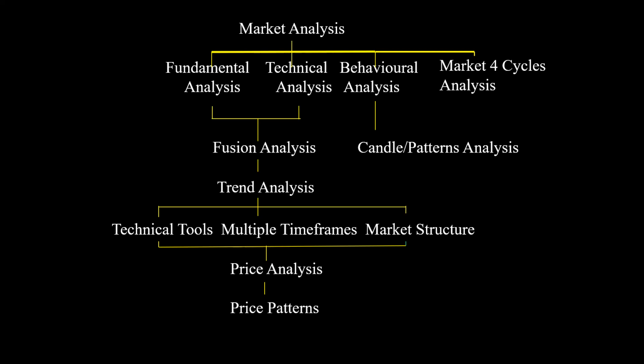And with fusion analysis, we move on to talk about trends. In trends, there are many ways to analyze trends. The main trend analysis basically means you have to select some technical tools to analyze the market. Some people like to use moving averages. Some people like to use trend lines. Some people like to use channels. Some people like to use support and resistance. There are a lot of tools that you can learn and apply to analyze trends.